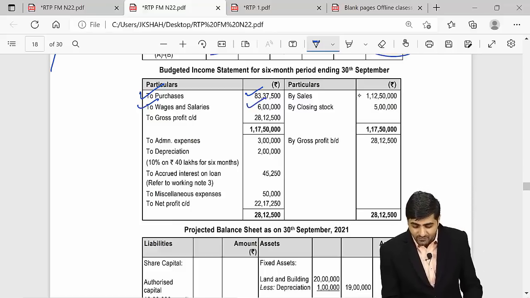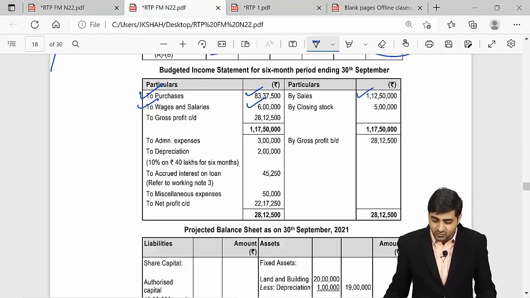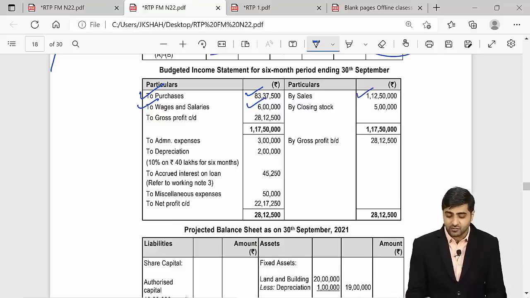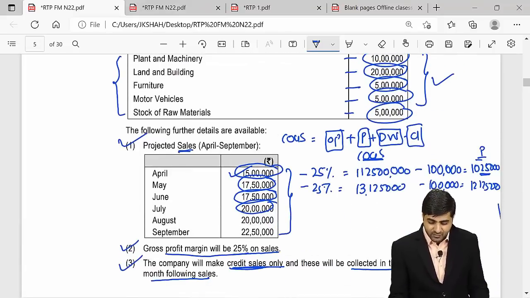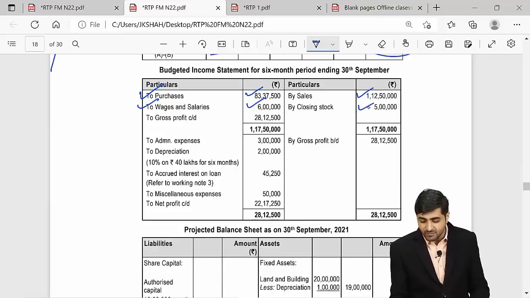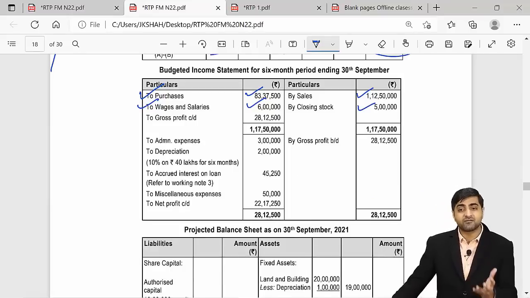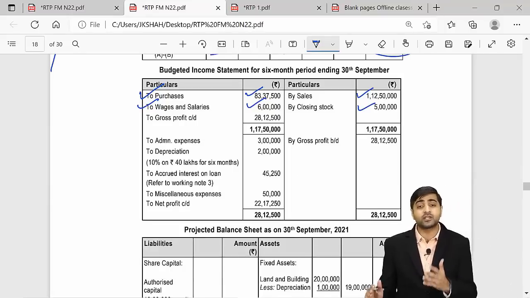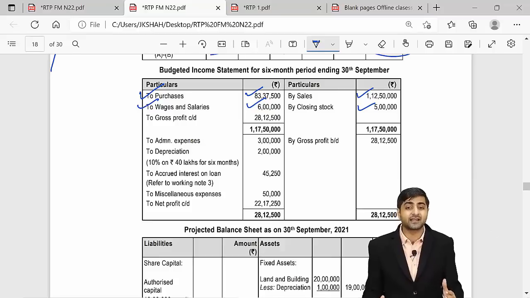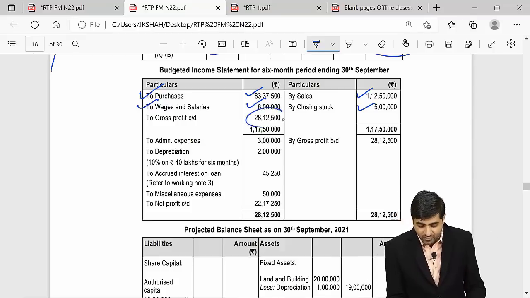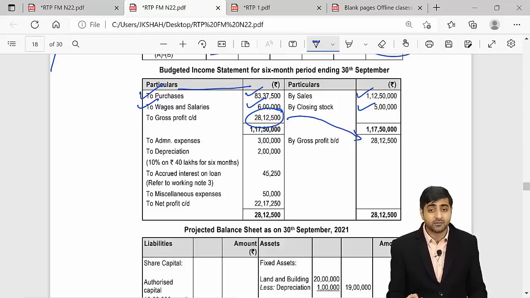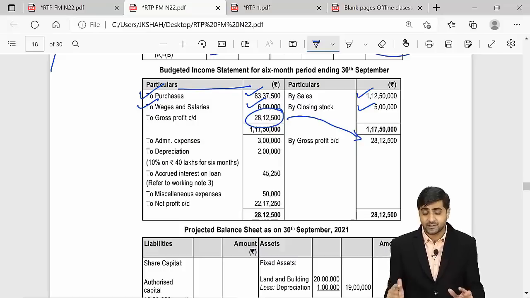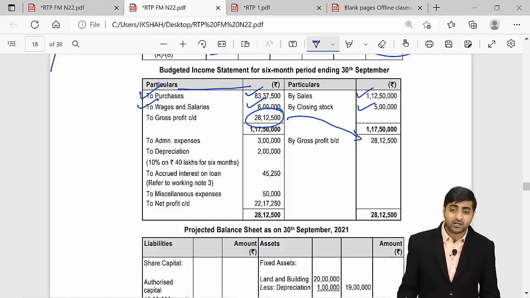Also at the same time, there will be some sales. Your sales will be 1 crore 12 lakh and 50,000, which will be the combination of all the projected sales which are given to you. And then there will be closing stock of raw materials, which is 5 lakh rupees, which they have told that we have to keep intact. And then you will have this GP. This GP will be brought down here. Of course, it's a new company, hence there is no opening stock available. So that is something which you have to understand.